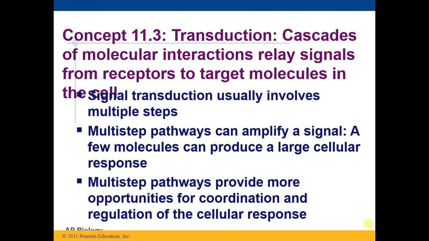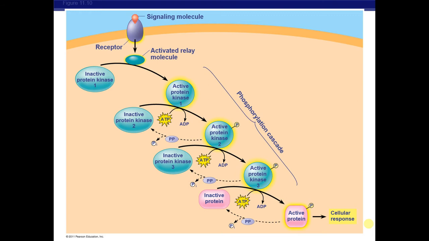Alright, so in this video we're going to continue where we left off last time by talking about the transduction step, step 2, signal transduction, in more detail. Like we just briefly saw last time, the transduction step usually involves multiple steps, multiple pathways that can amplify a signal and produce a larger cellular response. Right? There's more opportunities for coordination and regulation using this multi-step process.